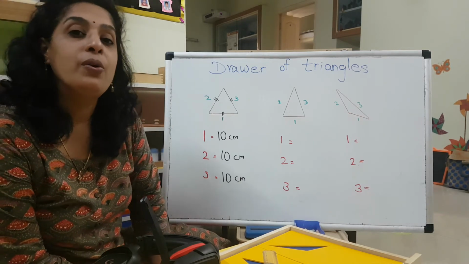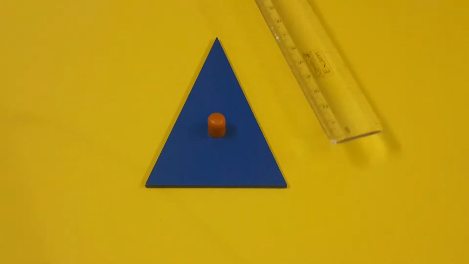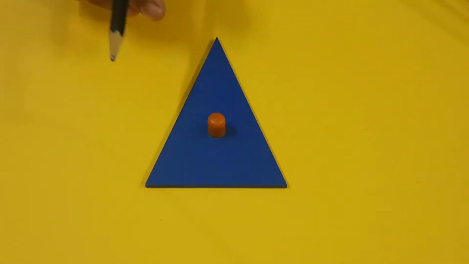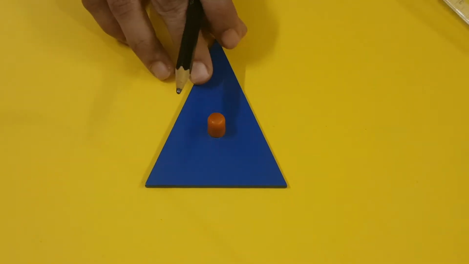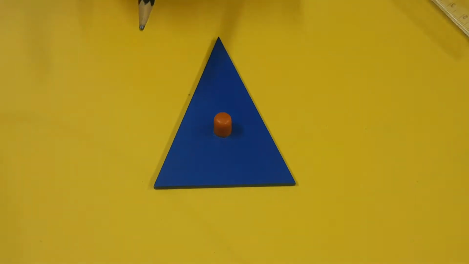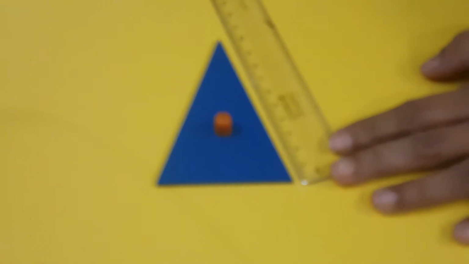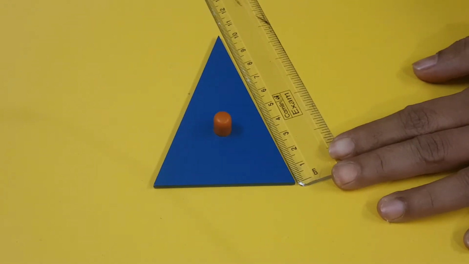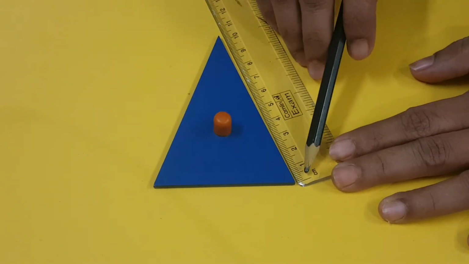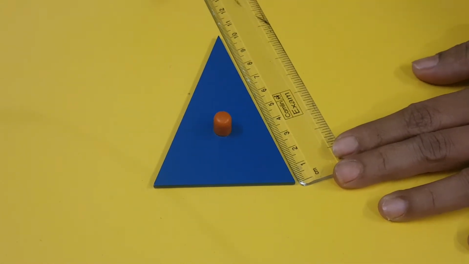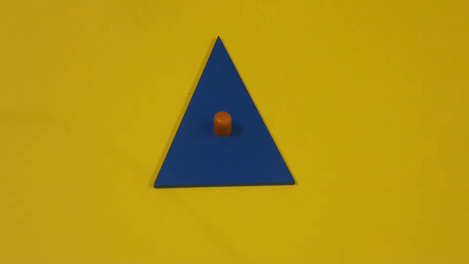Okay. Now we'll go to the next triangle. Isosceles triangle. Tell me, isosceles triangle. Now let me measure and see the side of the isosceles triangle. What do you see here? 1, 2, 3, 4, 5, 6, 7, 8, 9, 10. Let's measure this side and see.